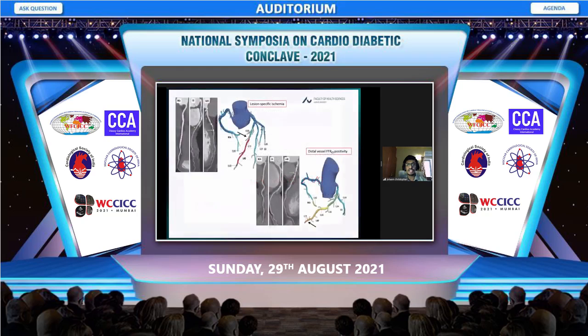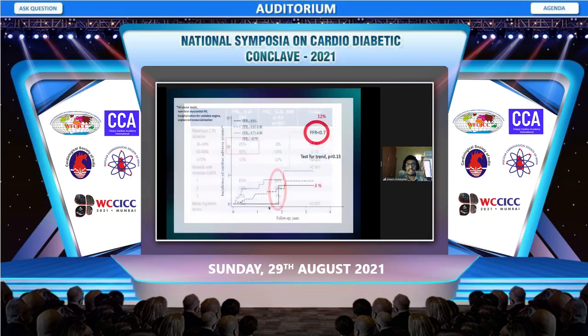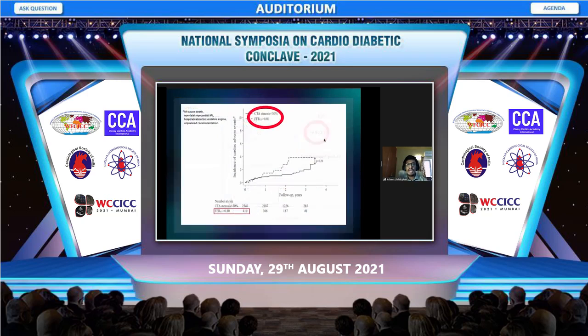Does this pan out in real world data? This is the Danish experience. Clearly they showed that when you have an FFR-CT of less than 0.8, the stenosis in your vessels increases, the calcium scores are obviously higher, and you have a very high MACE if you have an FFR-CT of less than 0.7. Also, if you have an FFR-CT of more than 0.8, these patients are very safe over a 3-year period.